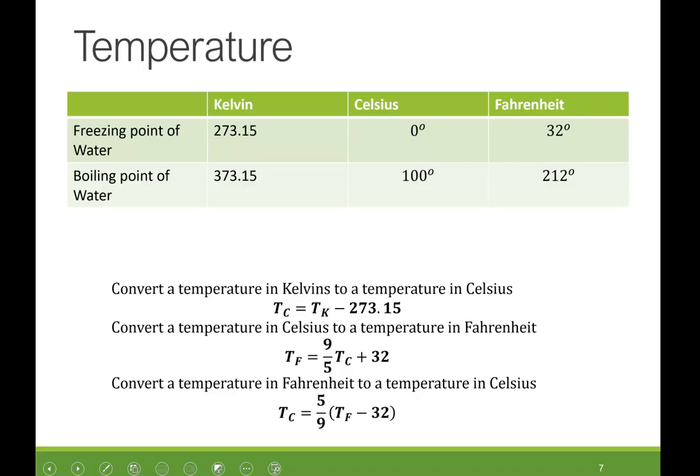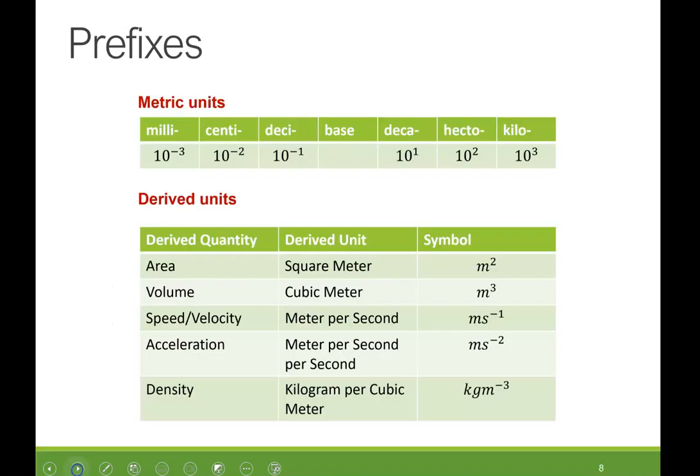Again, no need to memorize any of these. They would be given to you. Do you need to know like the boiling points in these things? No, it's just kind of enrichment or whatever.